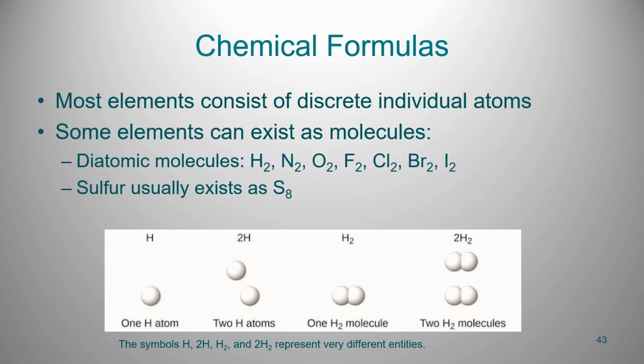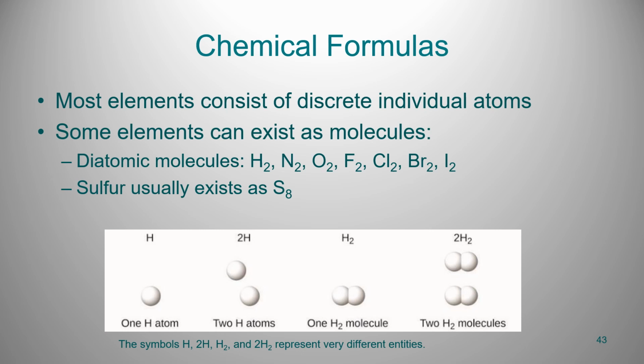Oh, here's what I was talking about. Most elements do consist of discrete individual atoms, but like I said, just to remind you, some elements do exist as molecules. Here's those 7 that I told you about. Sulfur actually usually exists as S8, so if you write down sulfur as an element, usually you would write S8.